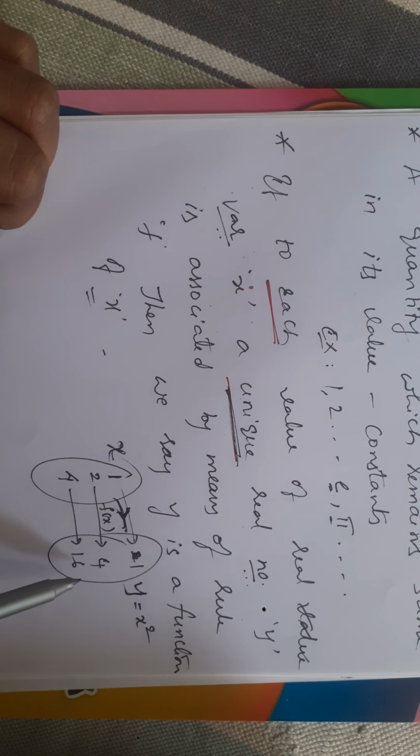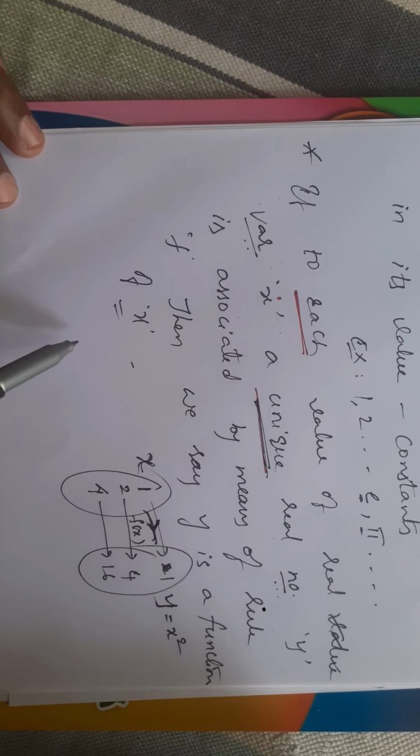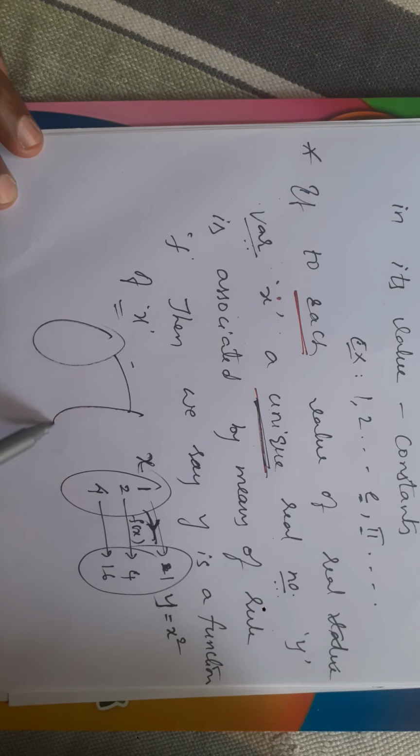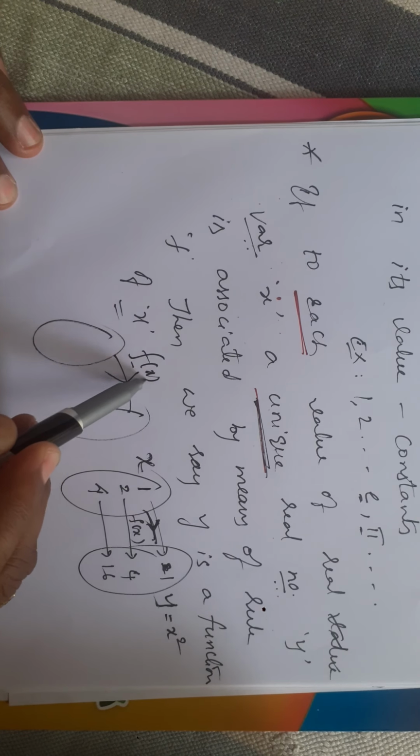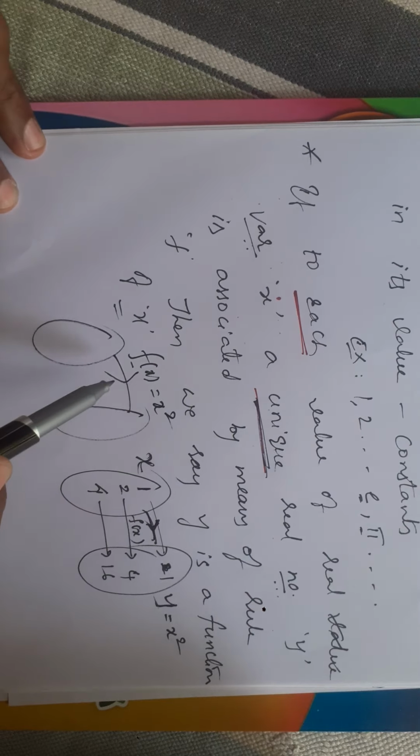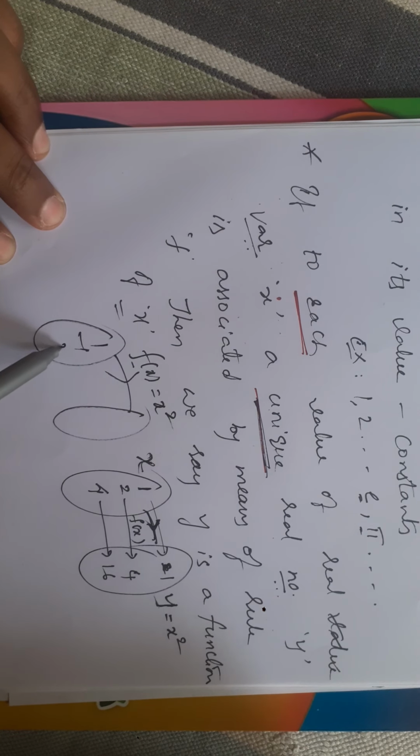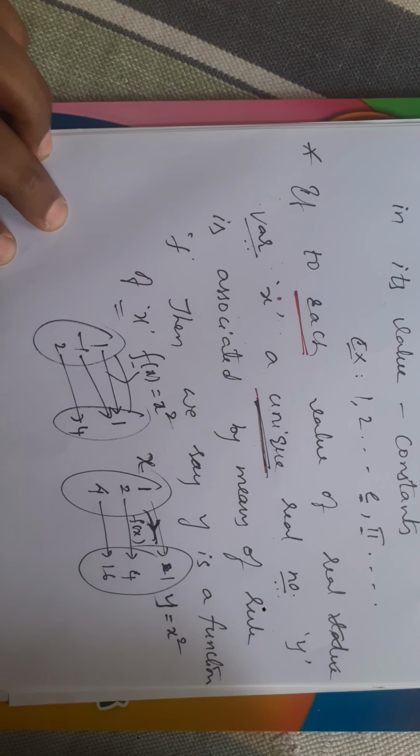It cannot connect with four, because if one square, once it appears, again there will be no chance of getting four. Got it? But sometimes this may happen. Say I have defined a function f of x as x square. I'll take 1, minus 1, 2. Now what happened? 1 square is 1, minus 1 square is also 1. Got it? 2 square is 4.